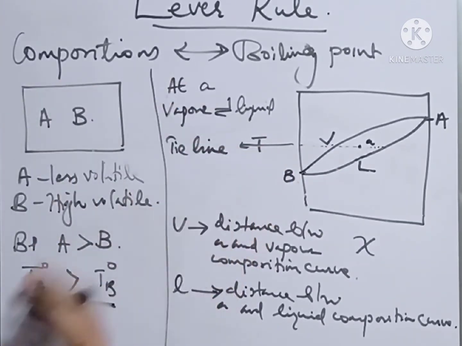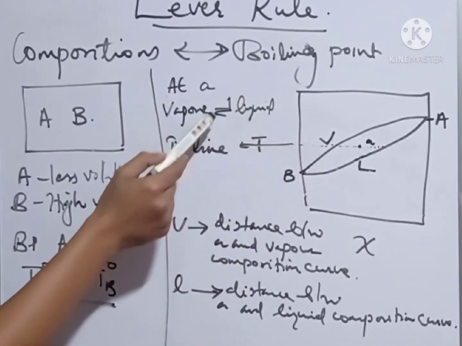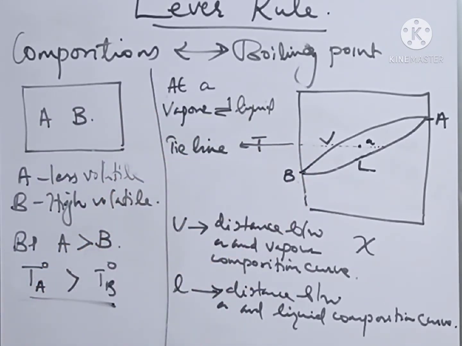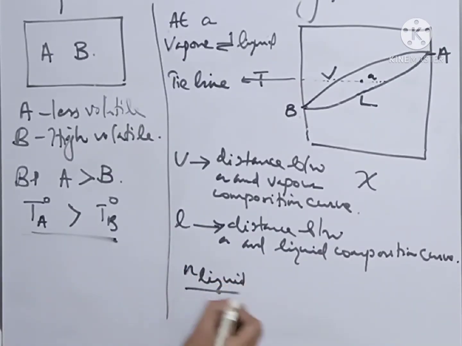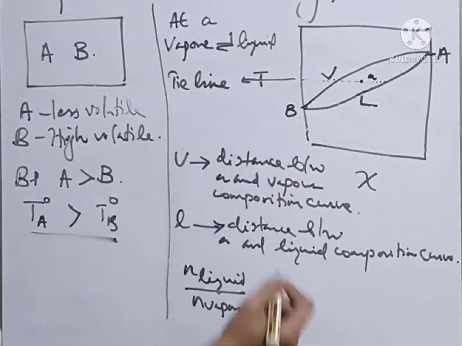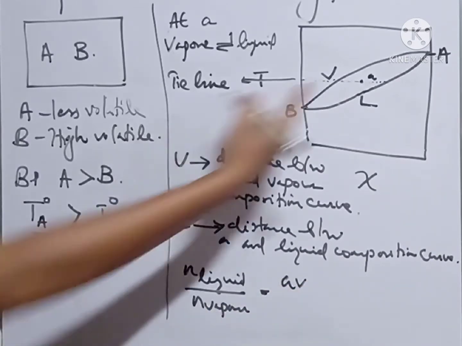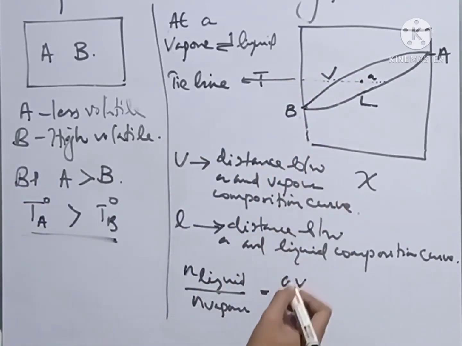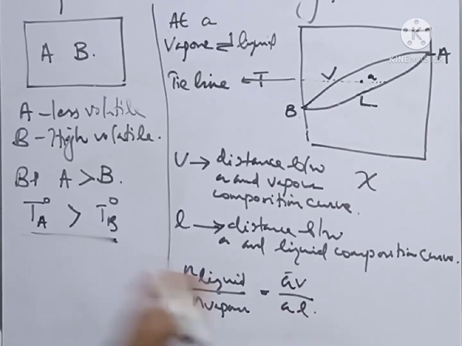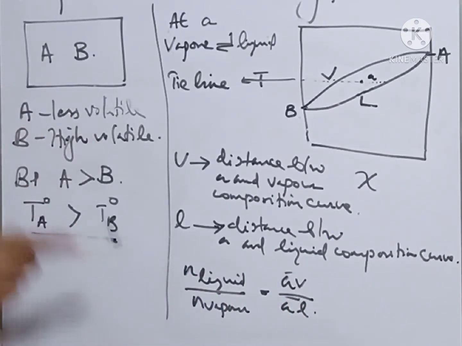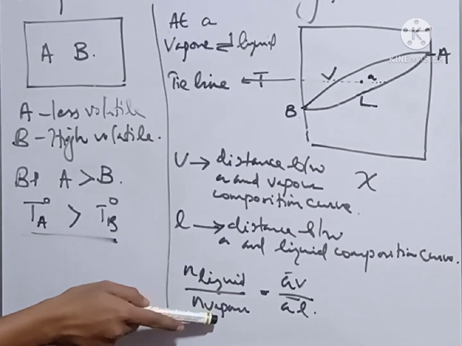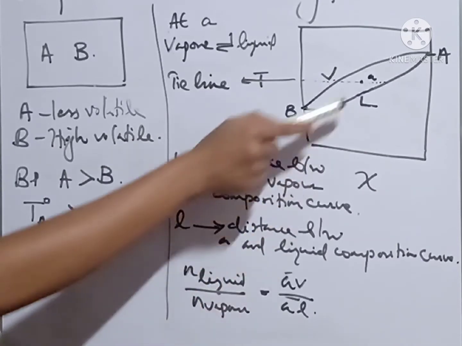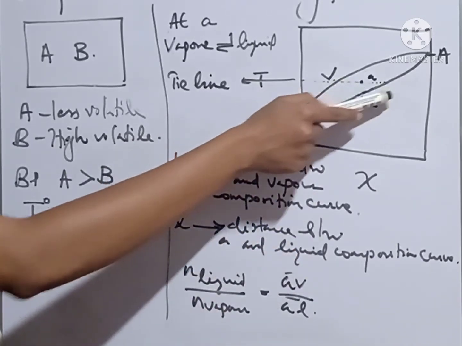So according to the lever rule, the amount of liquid phase and the vapor phase are related as N liquid divided by N vapor equal to the length AV divided by the length AL. So according to the lever rule, the ratio of the amount of liquid to the amount of vapor phase equals the distance AV divided by the distance AL.